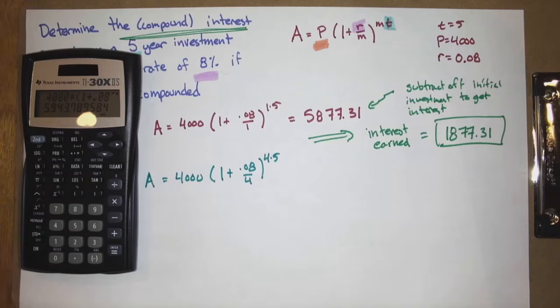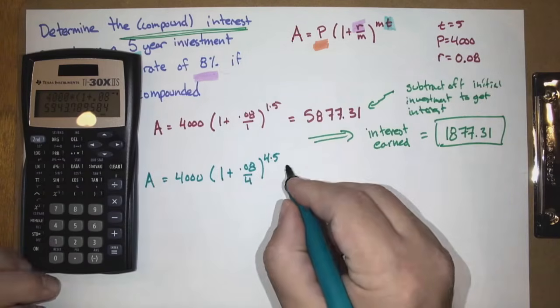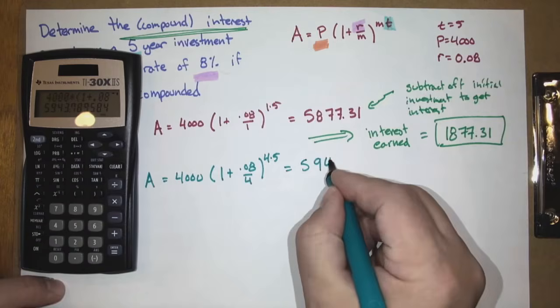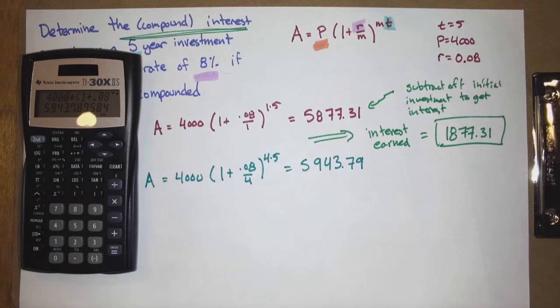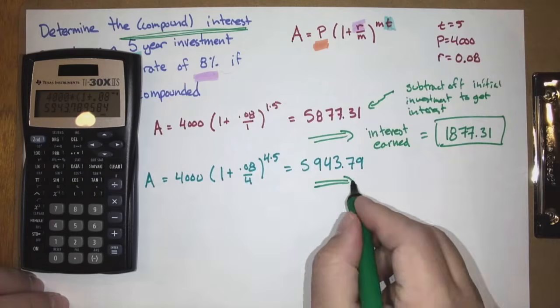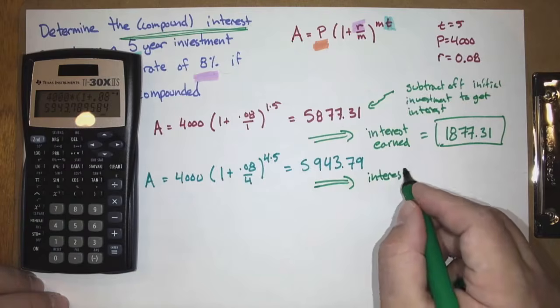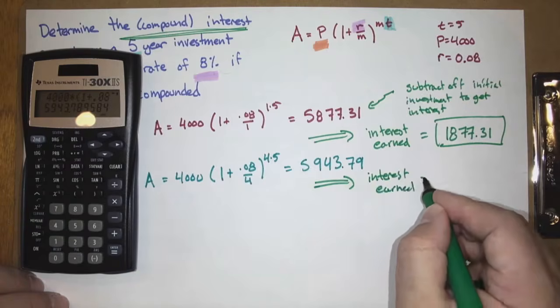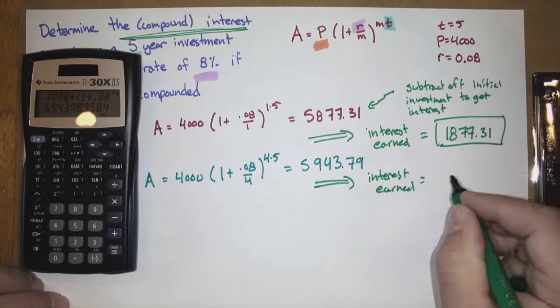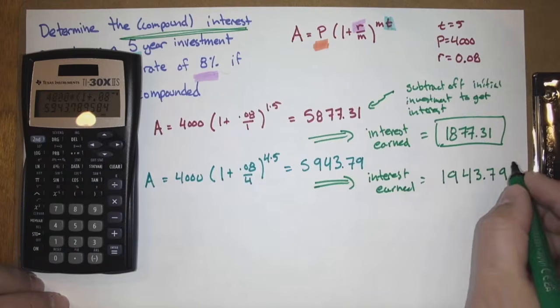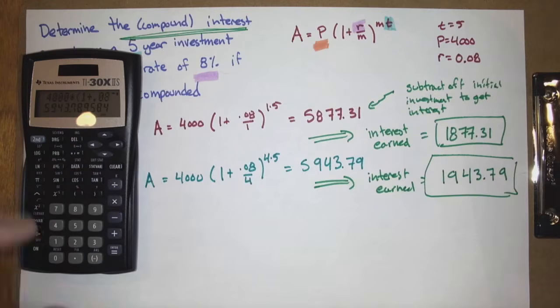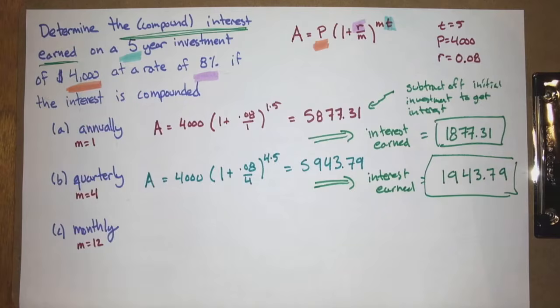And out comes a number, $5,943.79. Same thing. That's not the interest, but we just subtract off our initial investment, and the interest earned will be $1,943.79. So we made about $66 more. That's not bad.